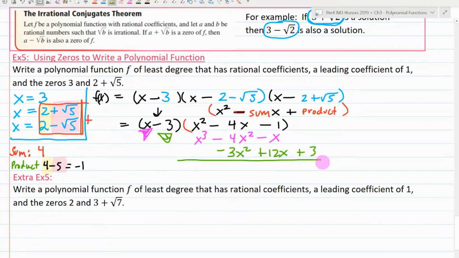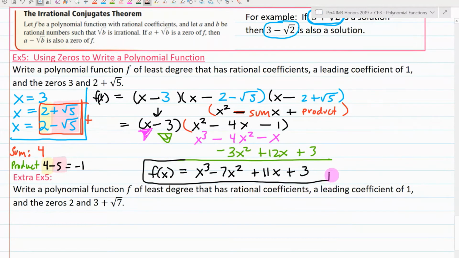And then I'll add these all up. And I will get x to the third minus 7x squared plus 11x plus 3. Make sure you put an f of x in front. And that's your final answer.